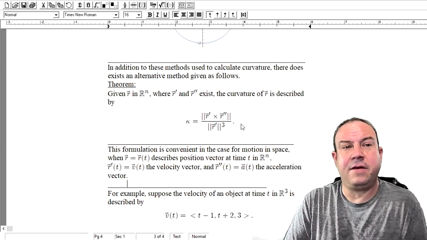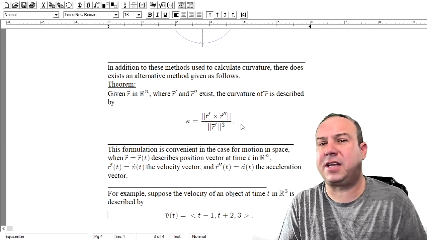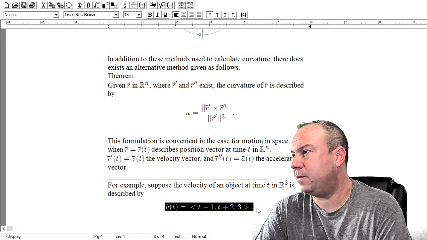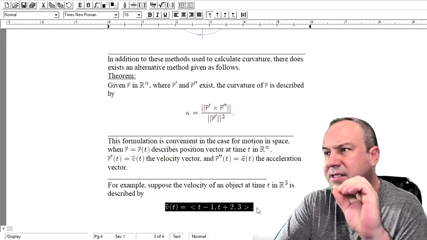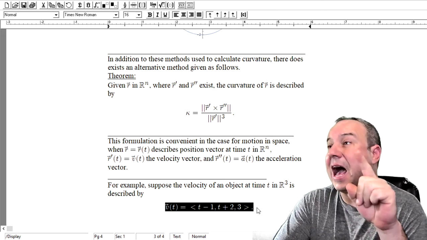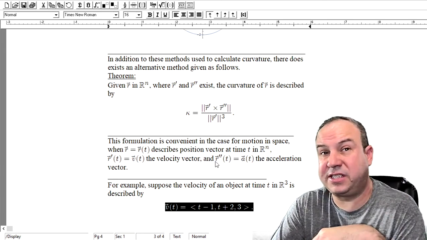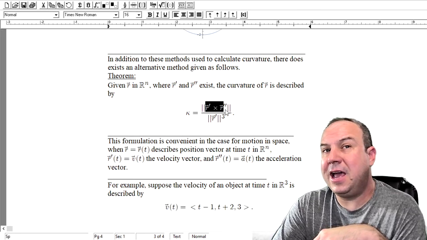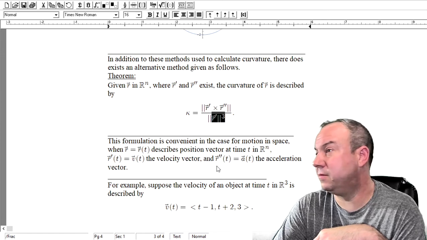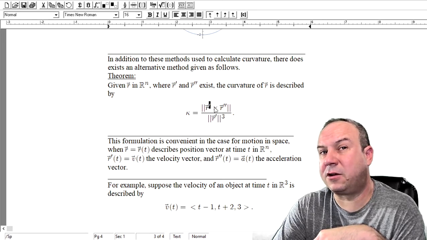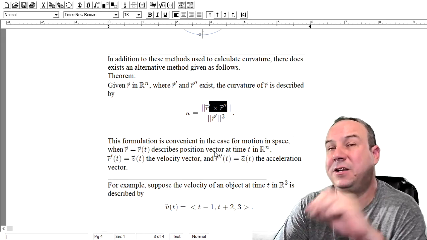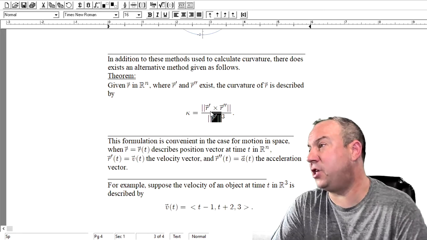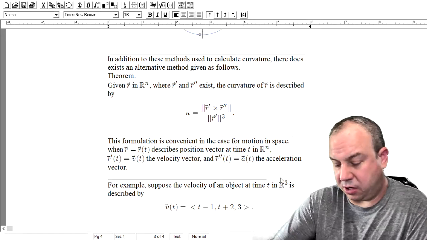For example, suppose the velocity of an object at time t in r sub 3 is simply described by v bar of t. With that little bit of information about velocity in my motion in space problem, I can use that to find my description of acceleration, r bar double prime. What I'm given is r bar prime. I can find their magnitudes, find the magnitude of the cross product, find the magnitude of r bar prime at t, cube it, and arrange them into this ratio. And I can come up with my description of curvature here.